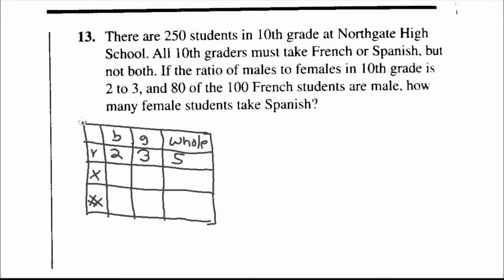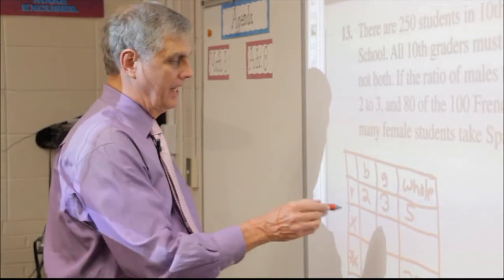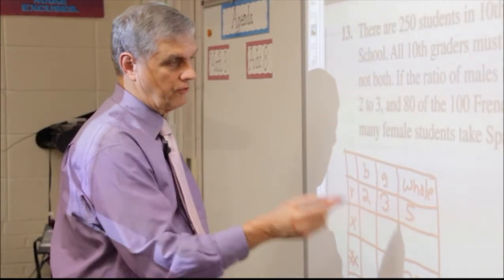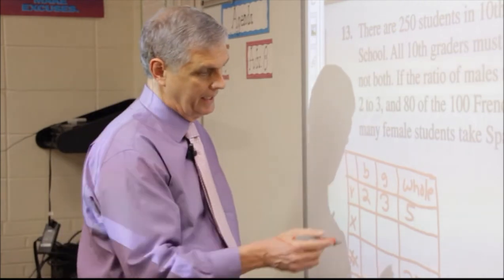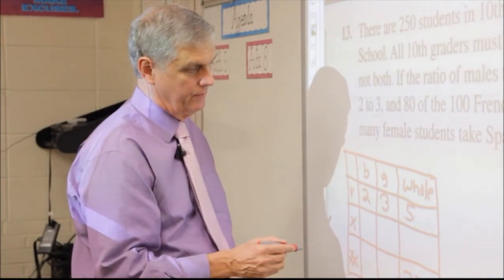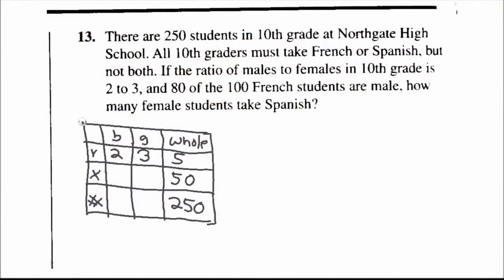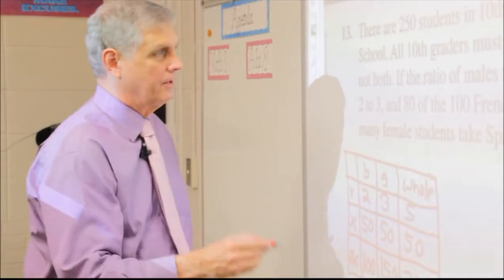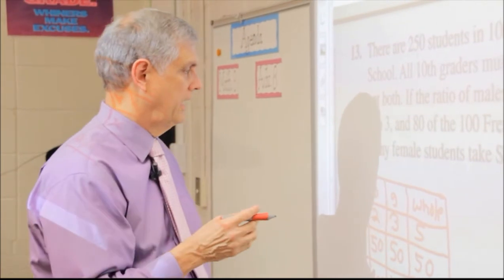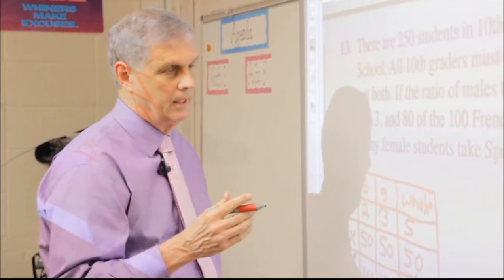And there are 250 students overall. So we have to figure out how many of those are boys, how many are girls. This is just like what I did earlier. And that is, you take the 5 into the 250 and you get 50. 5 times 50 is 250. And we put that all the way across. That means there are 100 boys and there are 150 girls.